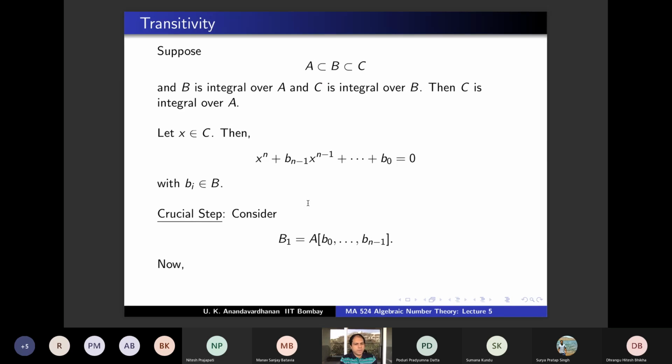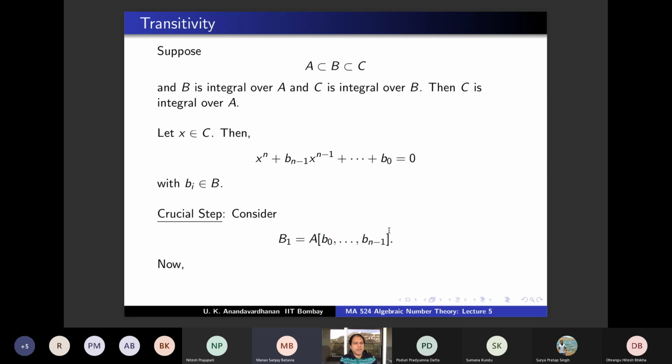So what can you say about B1? These b_i's are from B, and you know that B is integral over A. So these b_i's are integral over A. So from the last slide, if the algebra generators are integral, then what can you conclude about this algebra? Finitely generated as an A module. As an A module, yes. So that's what we proved.